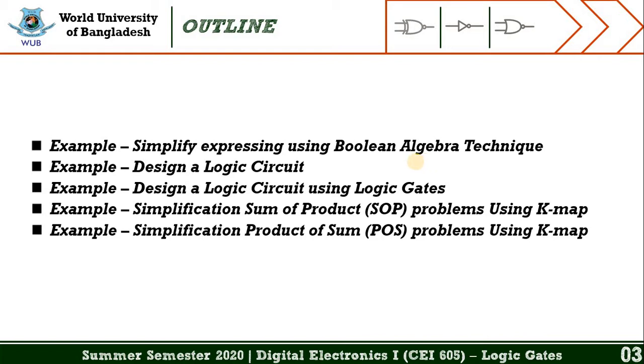First one is simplifying expressions using Boolean algebra technique. Second one is designing a logic circuit. Third one is designing a logic circuit using logic gates. Fourth one is simplification of sum of product, in short SOP, problems using K-map. And last one is simplification of product of sum problems using K-map. So let's start with the example of simplifying expressions using Boolean algebra technique.